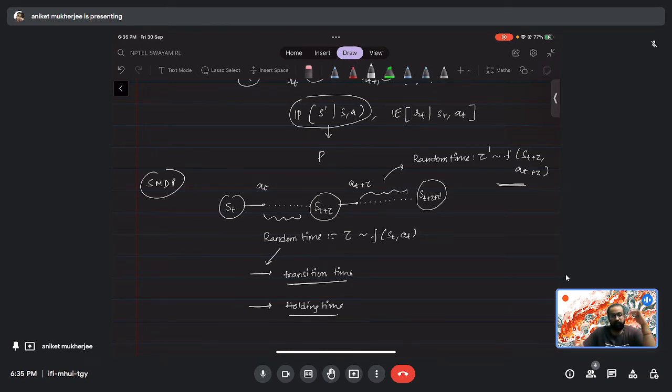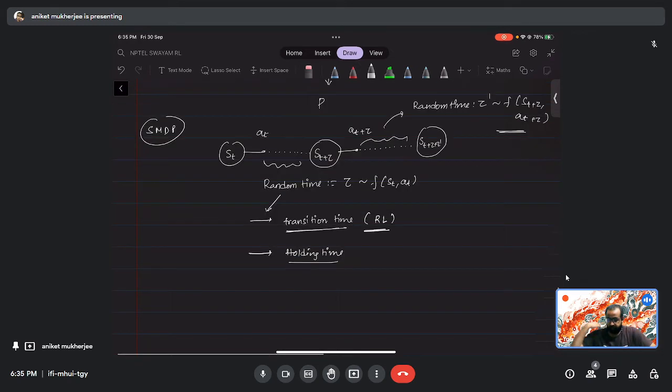It could also be interpreted as a holding time model. What the holding time model tells you is that given a state, you already fix an action A, but you don't apply it to the environment. You wait for holding time tau, and then you apply A_t. Then there is an instantaneous transition from state S_t to S_{t+tau}. That is known as holding time. Now, for RL, we'll mainly be looking at transition time. So we'll apply the action at time t, but then the environment takes tau amount of time to react and come to a new state S_{t+tau}. This type of mathematical formulation is known as an SMDP.